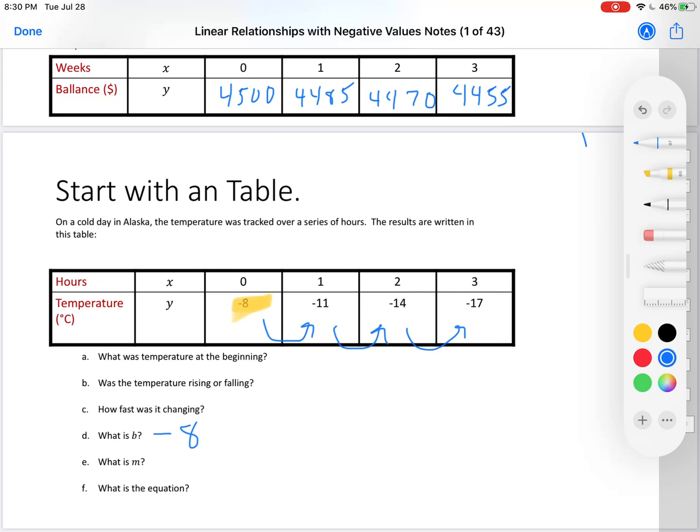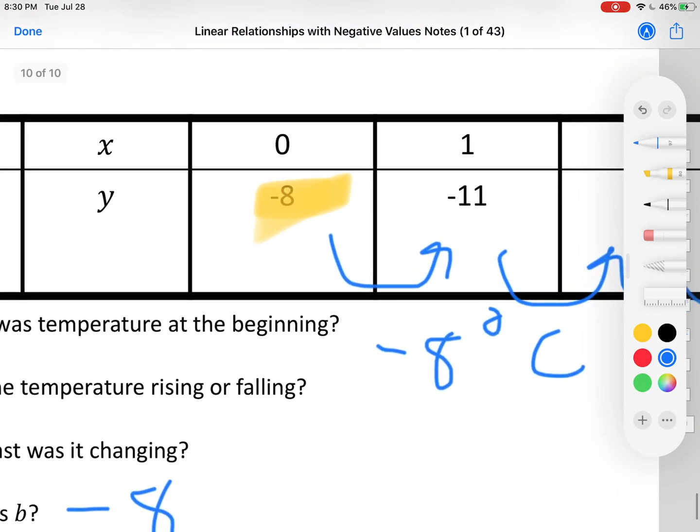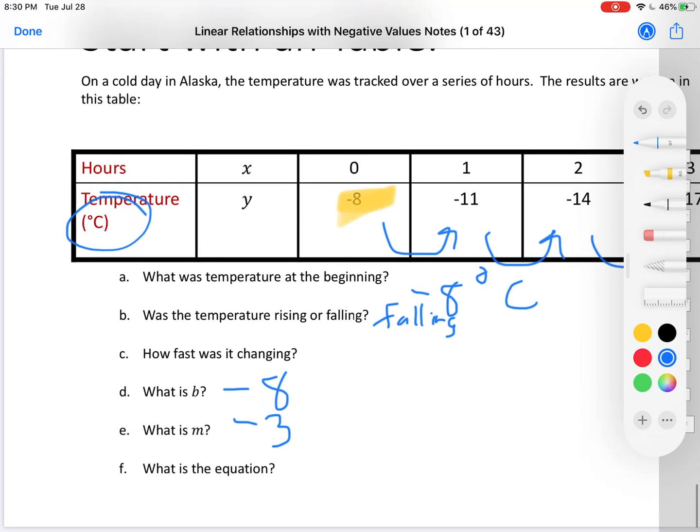Is it getting warmer or colder? Temperature's going down. M is negative. How much to go from 8 to 11 to 14 to 17? It's negative 3. So the temperature at the beginning was negative 8 degrees Celsius. I know that because it says it right over here that it's going to be degrees Celsius. Was the temperature rising or falling? It was falling. We know that because it's becoming more and more negative. How fast was it changing? It was changing at 3 degrees Celsius per hour.